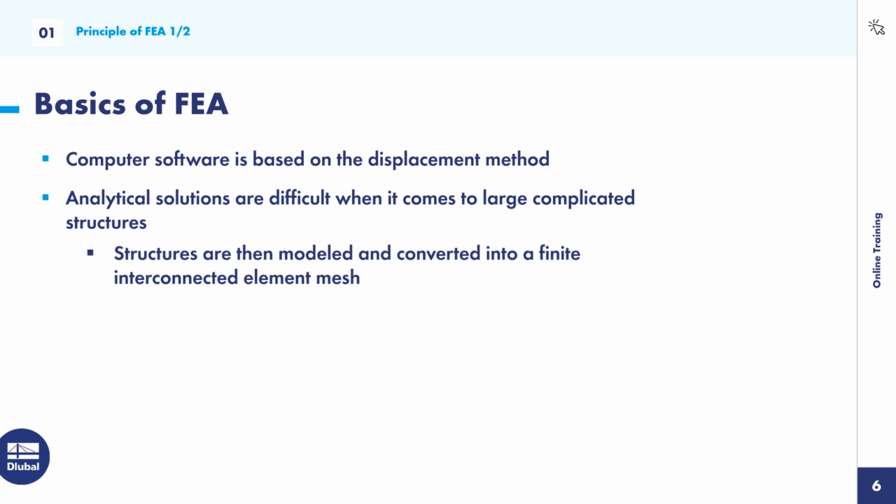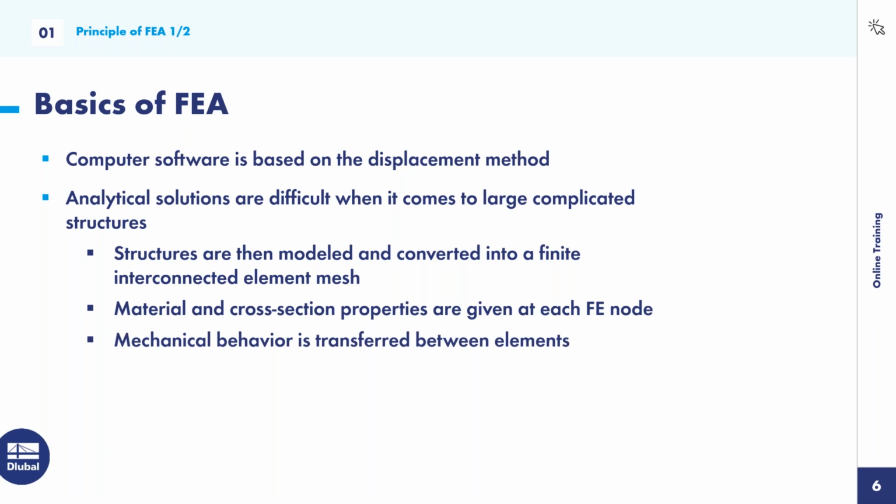These complicated structures are modeled and converted into finite interconnected element meshes. Then the material and cross-section properties are given at each of these FE nodes within the element mesh. Lastly, the mechanical behavior is transferred between the elements. There is a word called discretization, which I would like you to walk away knowing. The meaning of this word is the act of structures being submeshed into finite elements. This is what I just explained.